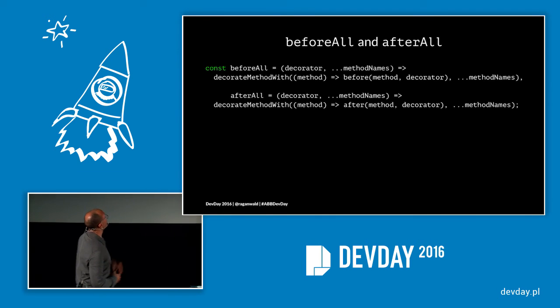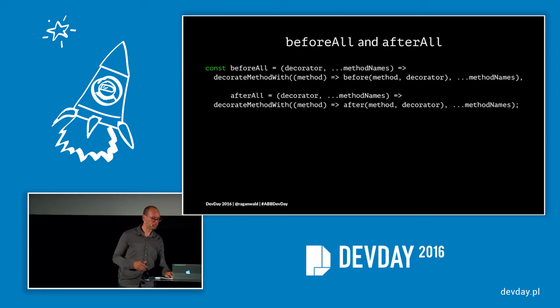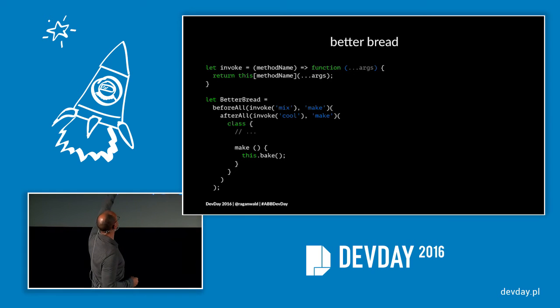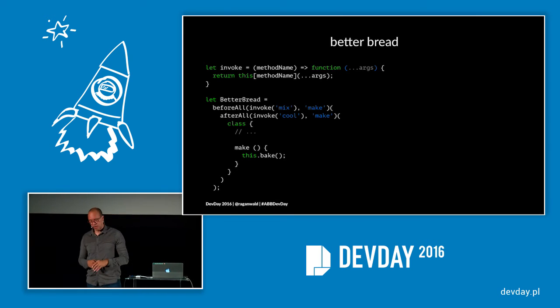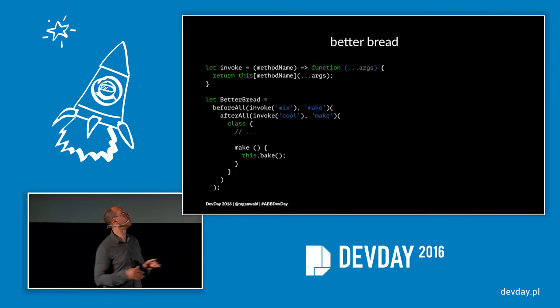So if I write before all, using my decorate method with, or after all, these are the same as Rails filters. And if you look here, I've written before all, I want to invoke the mix function before I make. And after I do my make, I want to invoke cool. And then I'm going to pass it a class. This can be written in some better ways, but this particular way I've written it here helps to name the relationships between mixing and making and cooling and making.